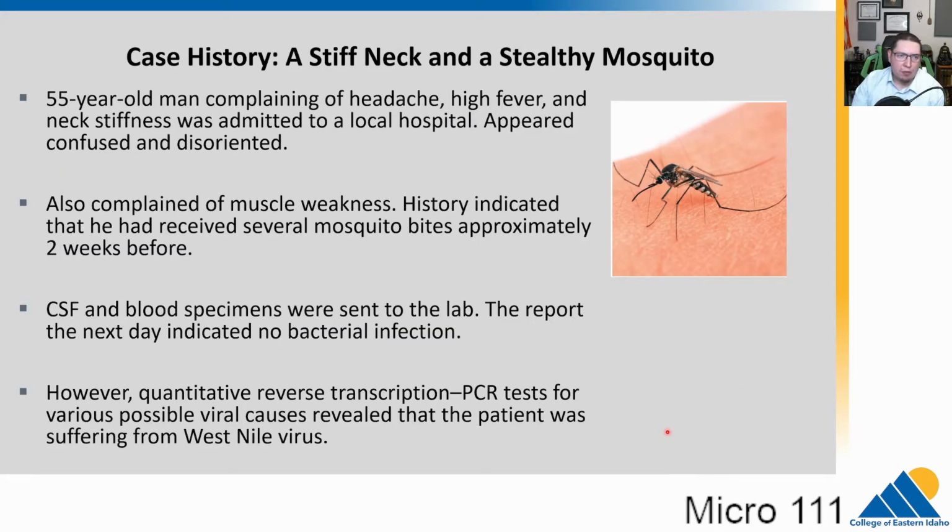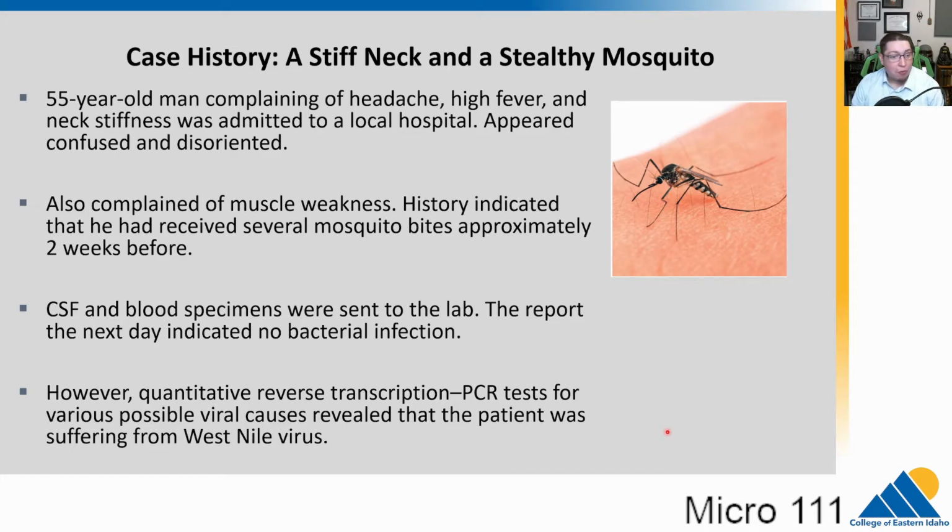So let's look at an example of this. A 55-year-old man comes in complaining of a headache, high fever, and neck stiffness. Maybe perhaps meningitis. We'll see. He's confused, disoriented. Also complains of muscle weakness, which is a bit more than we've heard in meningitis before. He mentions that he received a large number of mosquito bites 2 weeks beforehand. So we're going to take cerebrospinal fluid and blood and send it to the lab. But we were suspecting meningitis.